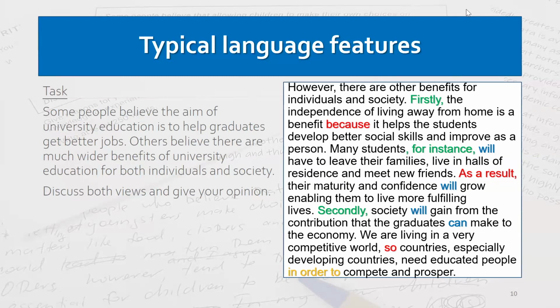Okay, let me ask you to have a look at this paragraph. Let me ask you some questions as you read. Okay, can we look at the words highlighted in red? You can see words highlighted in red like because, as a result, and so. Do you know how we could call these words?